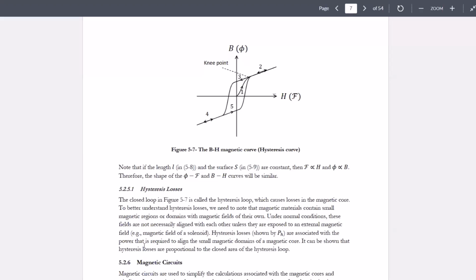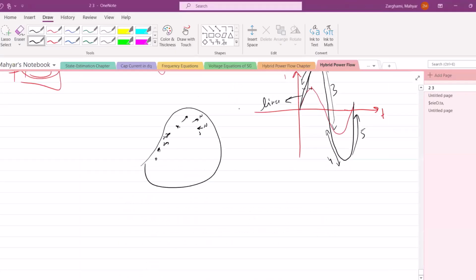So we need some external energy so that we can align them together. That would be proportional to the hysteresis loss. If you need more power to align them together, then the hysteresis losses would be more. It can be shown that the hysteresis losses are proportional to the closed area of the hysteresis loop. So if you have a magnetic material like this, that area would be proportional to the hysteresis losses. If you have, for example, another magnetic material where that hysteresis area is very thin, it means that the hysteresis losses in that magnetic material would be small.